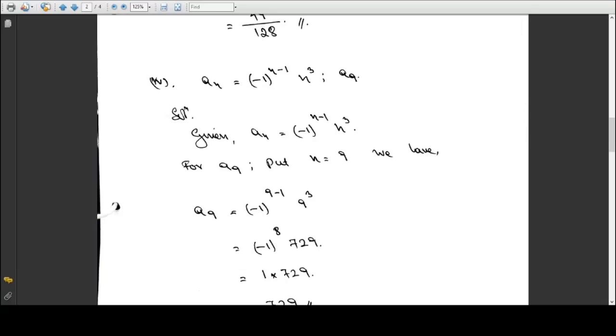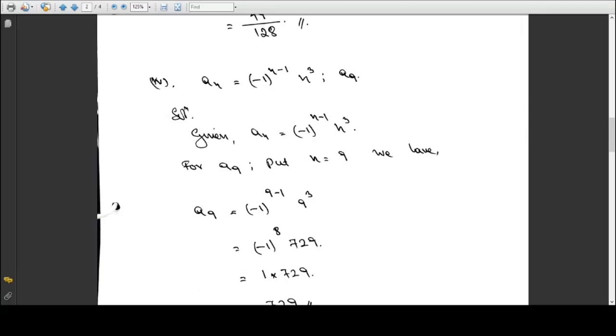That means you will get plus, because minus times minus is plus, again plus with minus is minus, again minus with plus is minus, again minus with minus is plus, and so on. If you go on multiplying, the sign depends upon whether you are multiplying an odd or even number of times. If you are multiplying an even number of times, you will get positive. If you are multiplying an odd number of times, you will get negative.